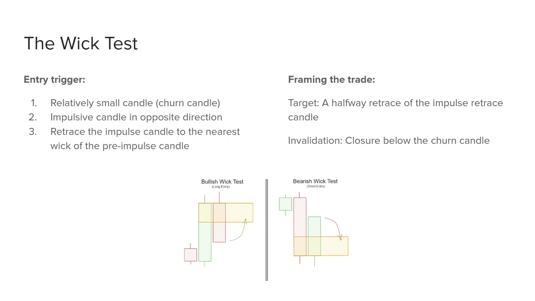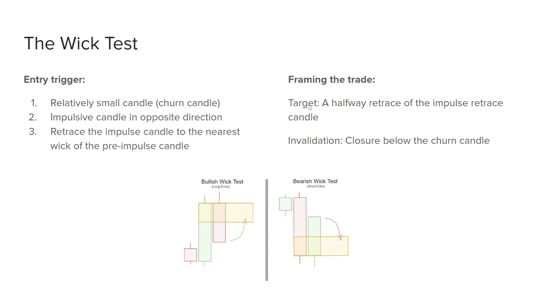On the candle immediately following our impulse candle, we're going to look for a retrace to our churn candle. So if our impulse candle is up, we're looking for a move down back to our churn candle. If our impulse move is down, we're looking for a move up back to our churn candle. And you can see the two different setups, the long entry and the short entry, down here. So in this example on the left, our bullish wick test, which would be a long entry, we see our churn candle down, our impulse up, and then a retrace back to the top of our churn candle on the very next candle. And then from there, we're going to look for a move up.